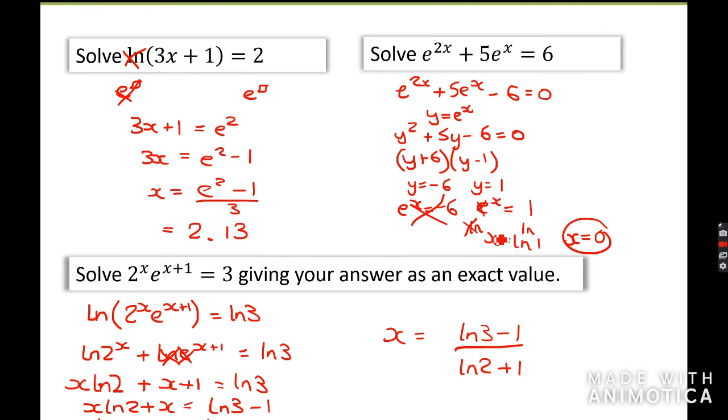Okay, and that would be it in exact value, which is what it's asked for. Okay, so nothing particularly new or different, guys. It's just using log natural instead, so it's just using ln. Apart from that, it's exactly the same work as we've been doing.